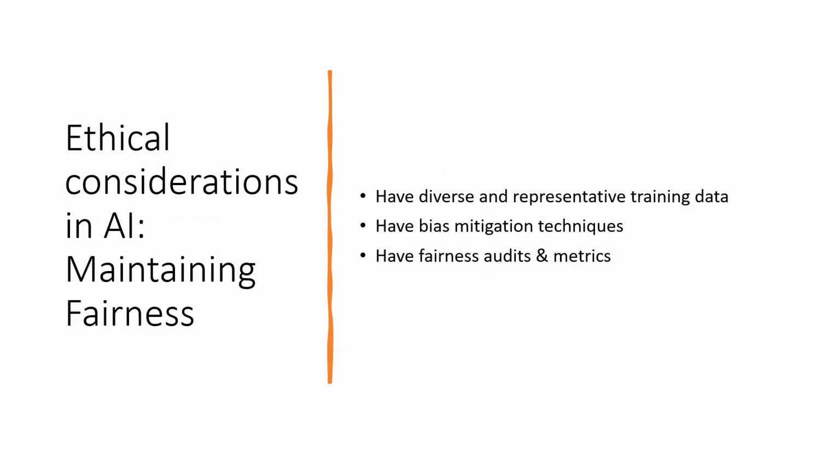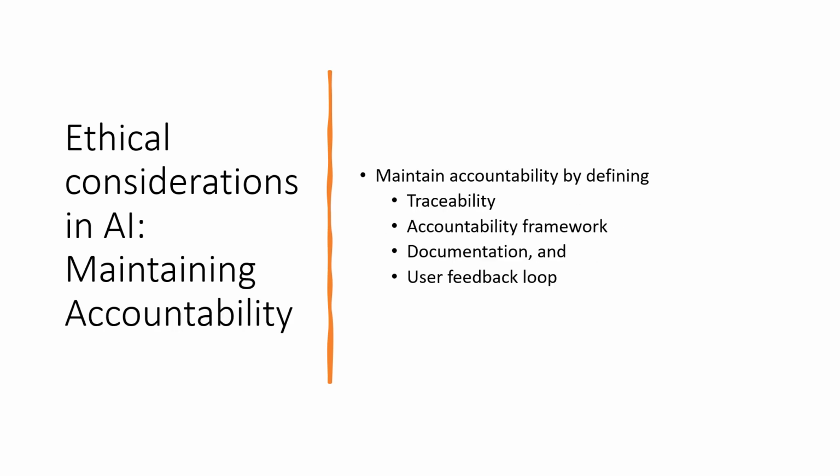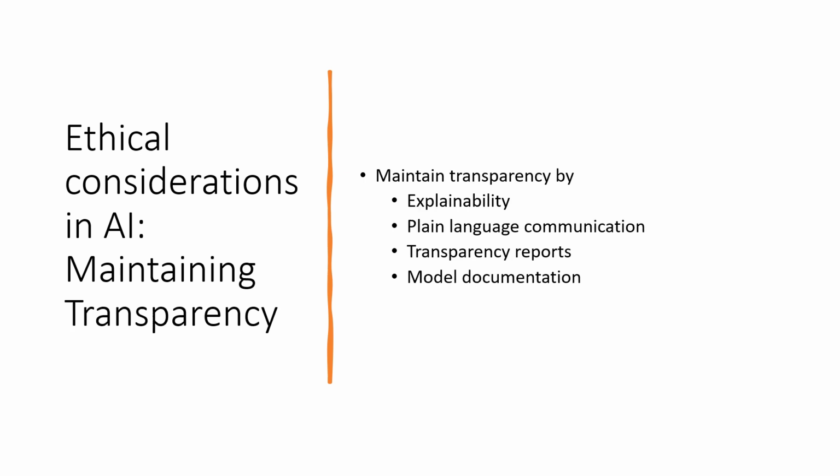To maintain fairness, we can have diverse and representative training data. We can have mitigation techniques and fairness audits and metrics. To maintain accountability, we can define traceability, accountability framework, documentation, and user feedback loop. To maintain transparency, transparency can be maintained by explainability, plain language communication, transparency reports, and model documentation.